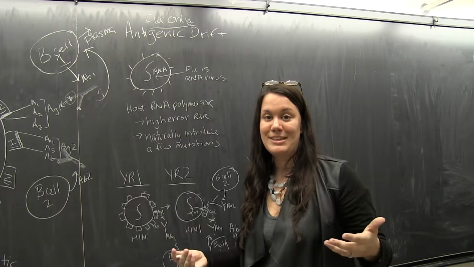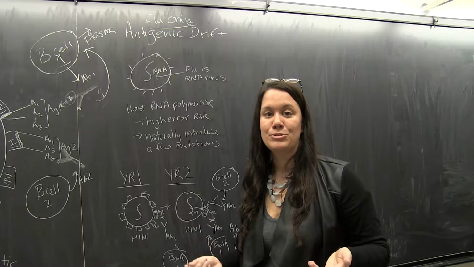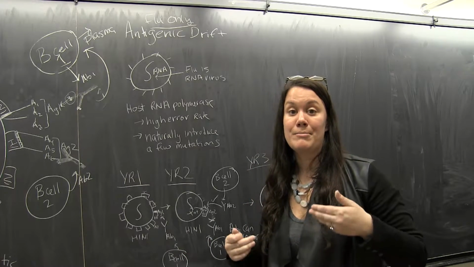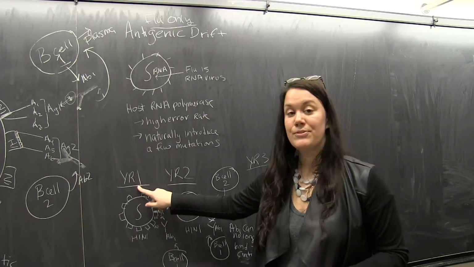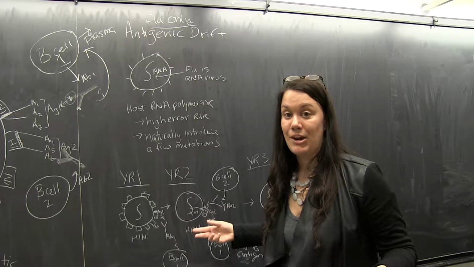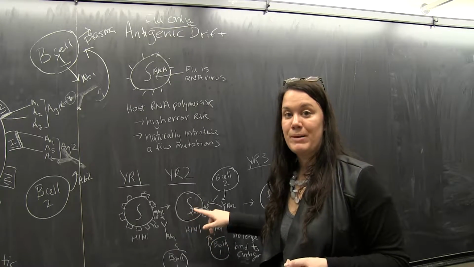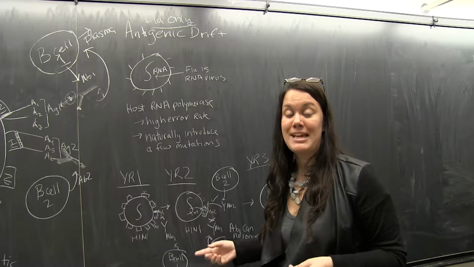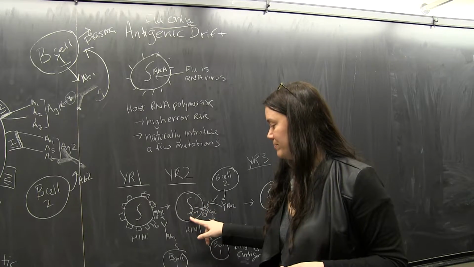So because when influenza makes more of itself or uses our host machinery to make more of itself, natural mutations are inserted into that RNA genome. So here's the first year. Over the course of the first year, those natural mutations, and I'm going to represent those by 2 X's here, a few mutations are put into that RNA genome of the flu.